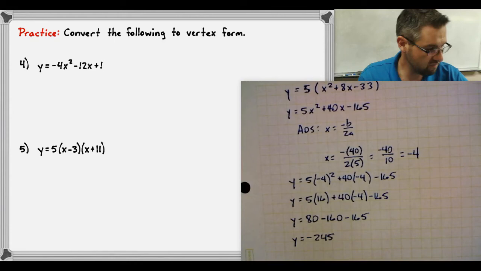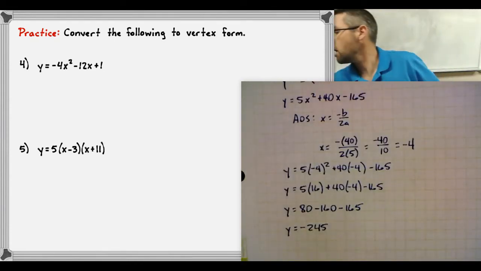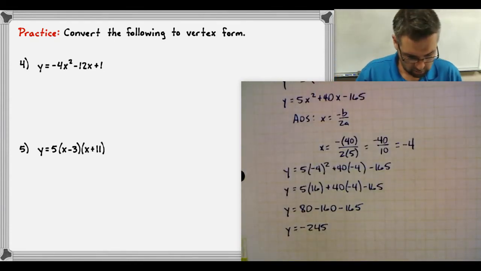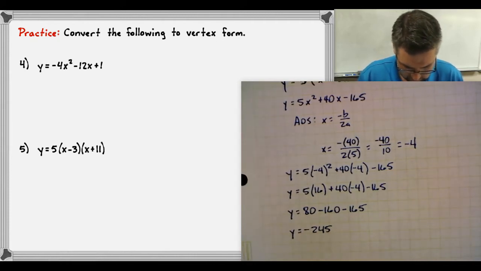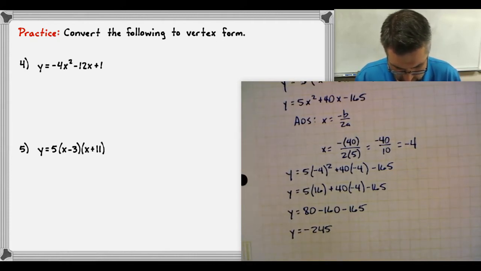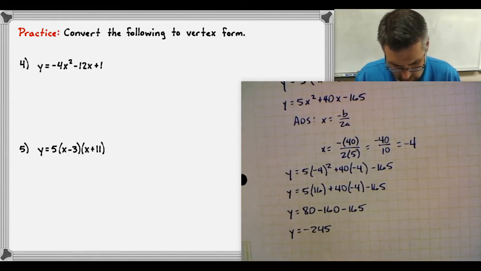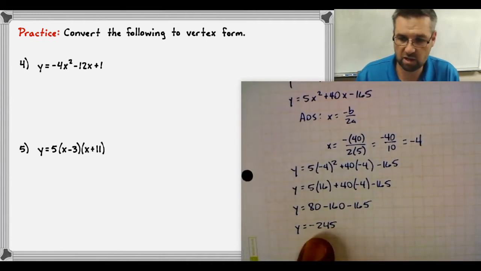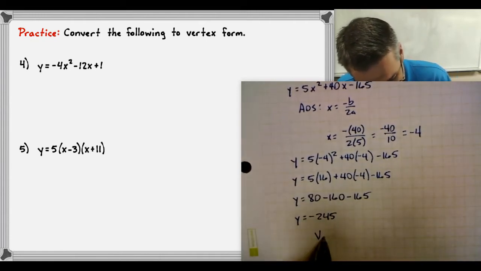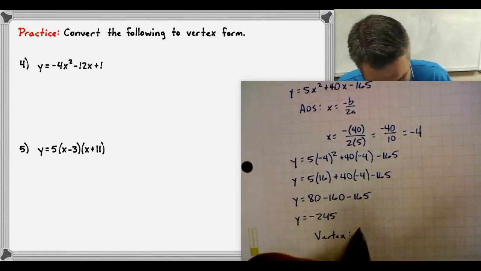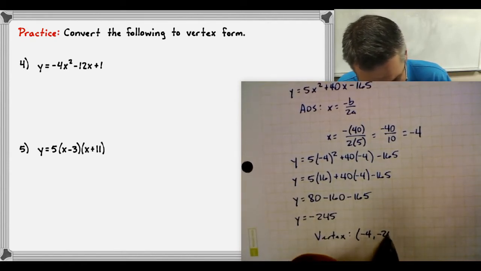245. And I want to verify that. So where is my calculator? There it is. I'm going to verify all of that is correct. Let's see, 5 times 16. You know, basic arithmetic sometimes throws us off. All right, so we have our y value of negative 245. That would mean that our vertex is going to be negative 4, comma, negative 245.